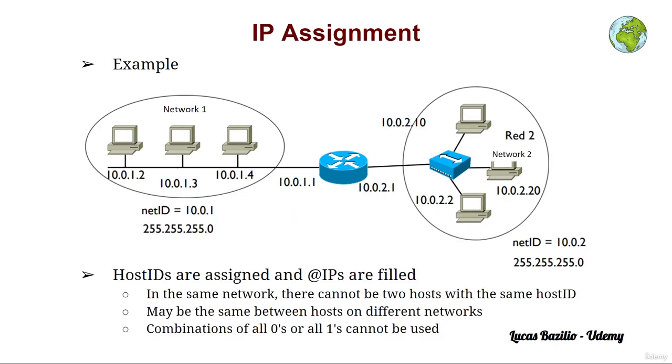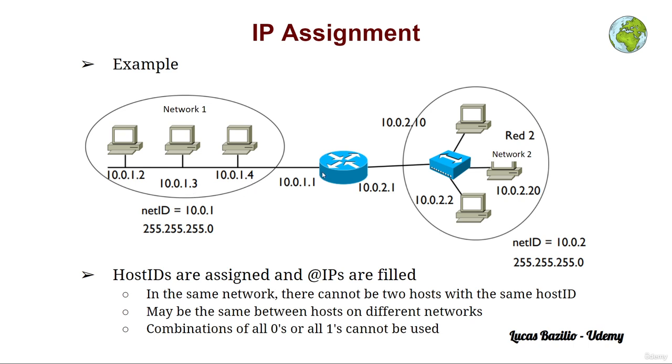So we assign the host IDs. Let's start with network 1. We know that the net ID of network 1 is 10.0.1. Therefore, all of the hosts, all of the applications and the PCs inside this network 1 must have the net ID 10.0.1, and this is true: 10.0.1, 10.0.1, and 10.0.1. The only thing that changes is the last number that identifies the host ID. So we will have 2, here we have 3, and here we have 4.